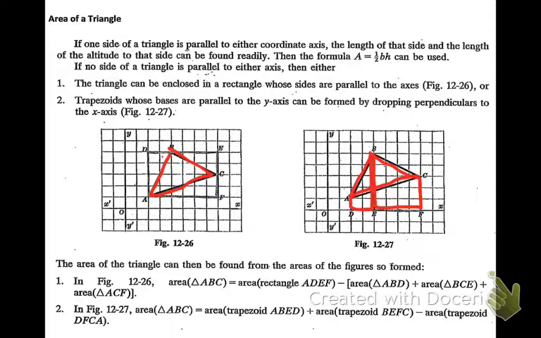taking the area of the rectangle and then subtracting the areas of these three triangles. Right? That would give me the area of the unshaded region in the inside.